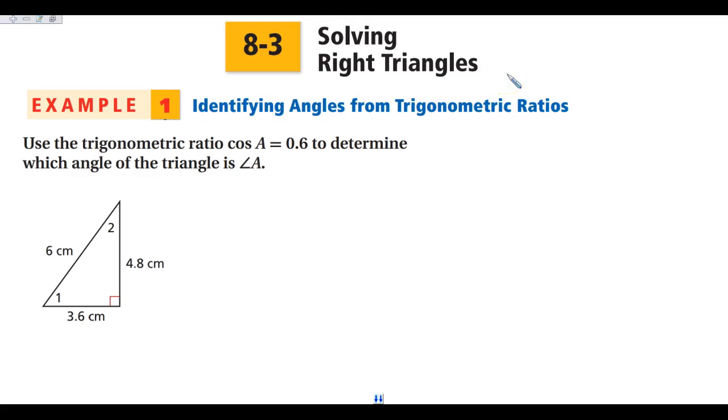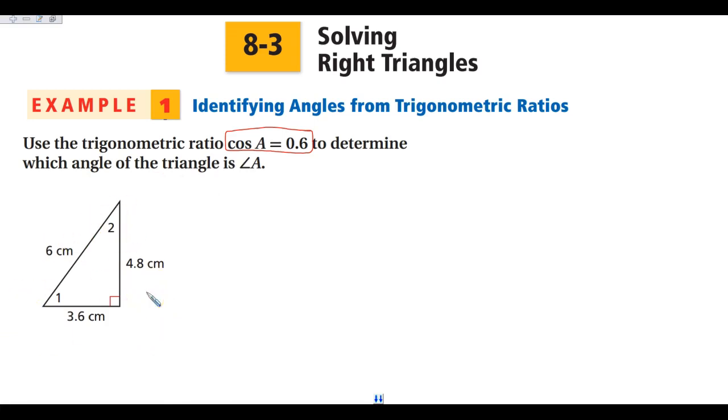Hey everyone, today we are looking at section 8.3, which is going to be solving right triangles. What we're going to start with here is we're given that the trig ratio for cosine A is equal to 0.6. And we are trying to determine which angle in this triangle is angle A.